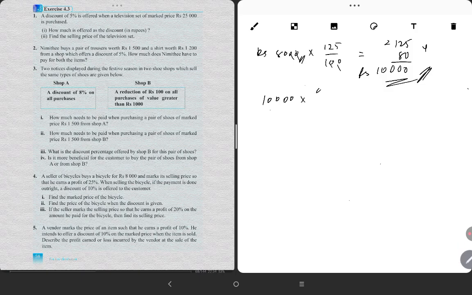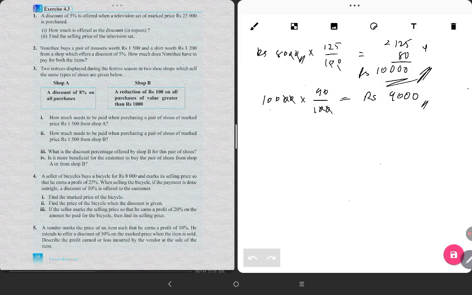To calculate that, you can put 90, because a 10% discount means that if the price is 100 rupees, you are selling at 90. So if the price is 10,000, what's the selling price? This is how you calculate it, because 10 less than 100 is 90. So he's selling at rupees 9,000, right?